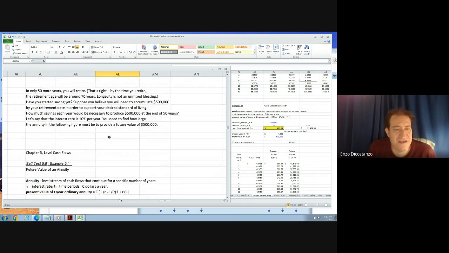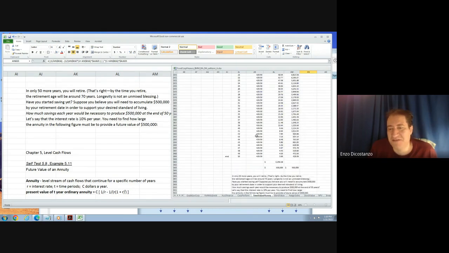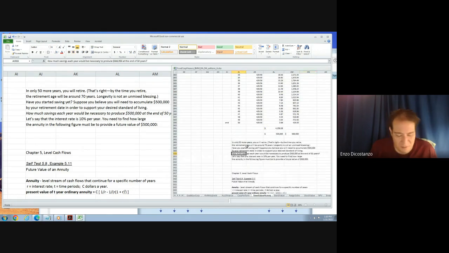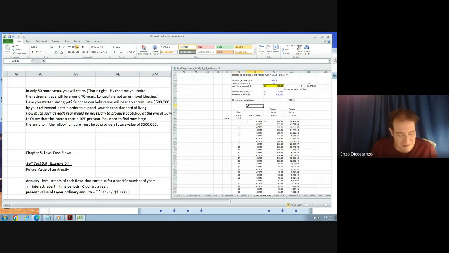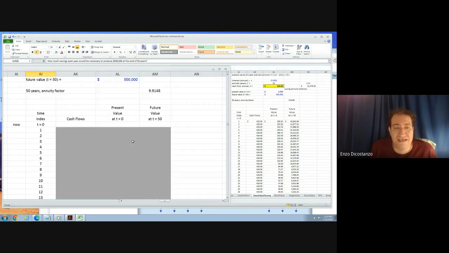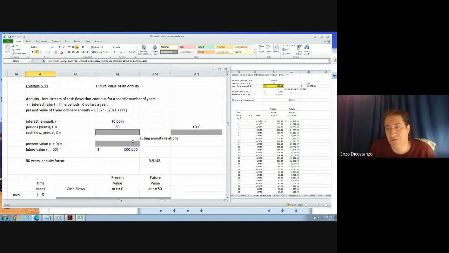Oh, here we did it. It says how much savings each year would be necessary to produce that. We typed the problem down at the bottom, which was smart this time through. So you're trying to solve for C.